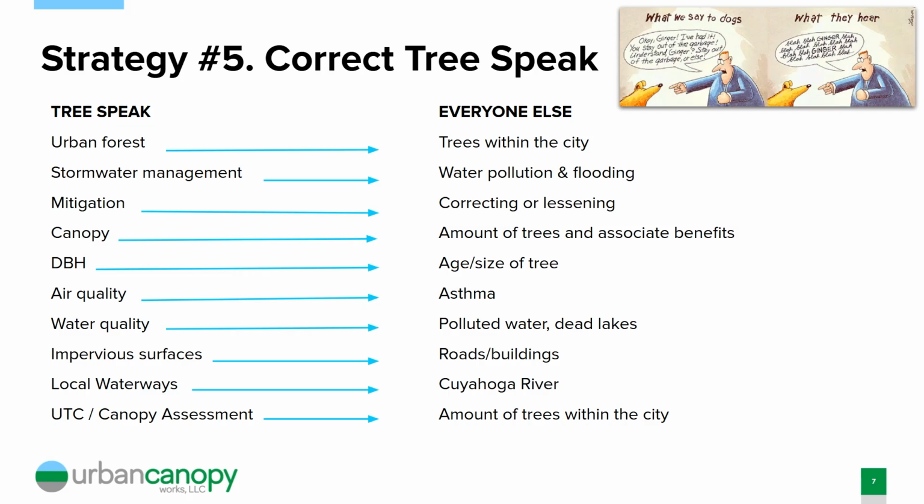We use the term mitigation. That's a very technical term; it's lessening or correcting of something. DBH is the size of a tree. Instead of talking about air quality, what does air quality really mean? It means less asthma for kids, or whatever the thing is in your community. When we talk about impervious surfaces, let's talk about roads and buildings. Instead of saying local waterways, let's talk about the actual name of the waterway, like Lake Monroe.